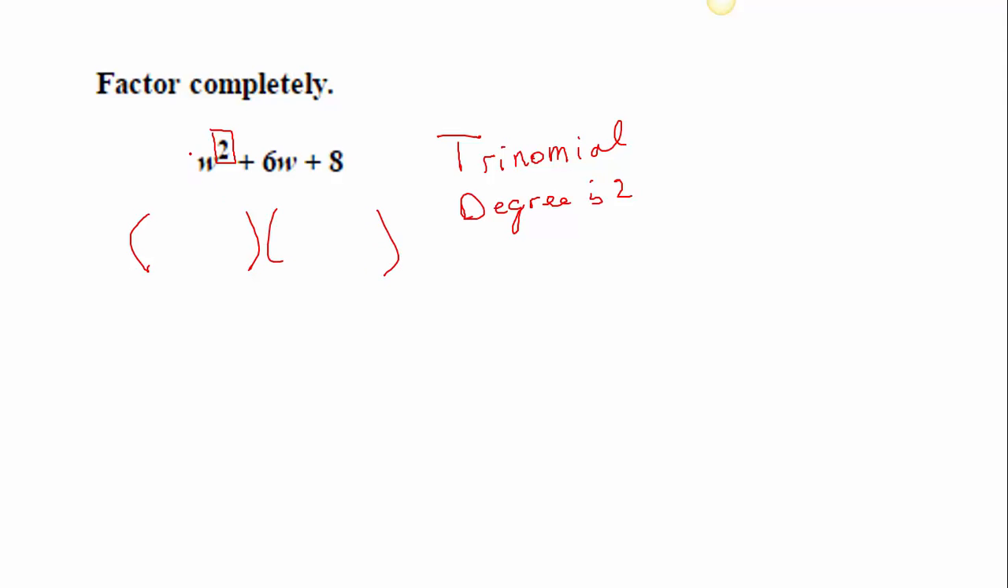Factor completely. This is called a trinomial. The degree of this trinomial is 2, because the highest exponent is 2. Okay, to factor, we're going to open 4 parentheses. Since the leading coefficient is 1, so this is called the leading coefficient. It's always the coefficient of the term with the highest exponent. We call it the leading coefficient.